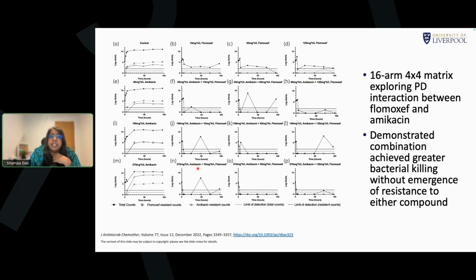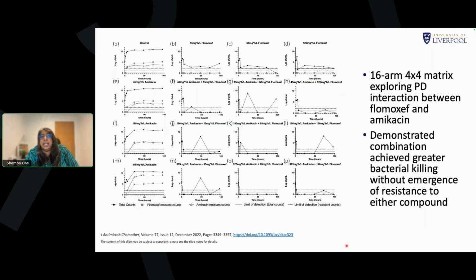And what this kind of design allowed the team to do was have a look at a 4x4 matrix, fully understanding that combination. So it tells you a lot more than you can achieve in a checkerboard system, because now you're looking at time changing, and also you're able to look at emergence of resistance. So what was actually concluded from this was that the combination of flumoxef and amikacin achieved greater bacterial killing without that emergence of resistance to either compound. So this would have been very difficult to understand just from a checkerboard study or just from animal studies.